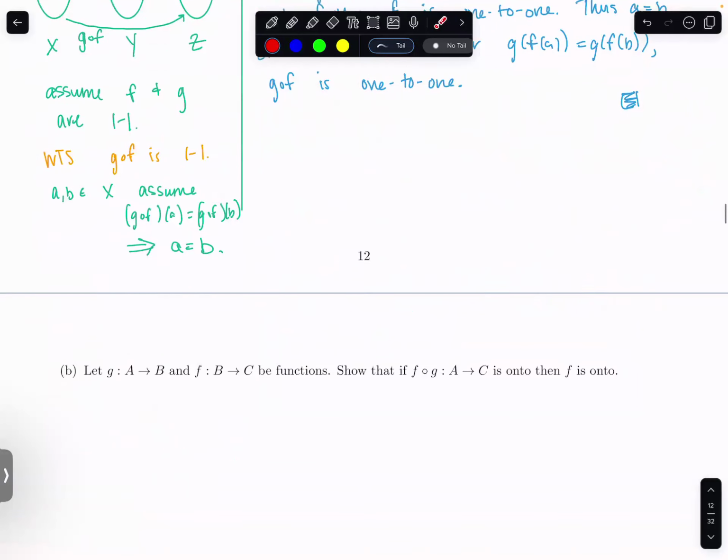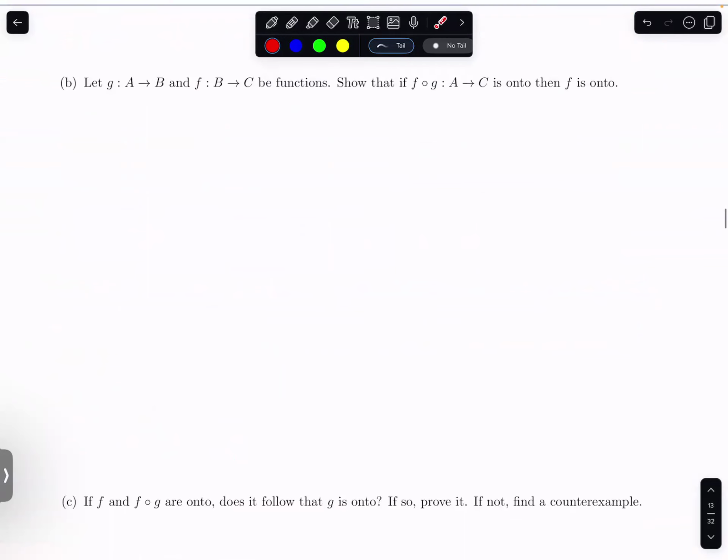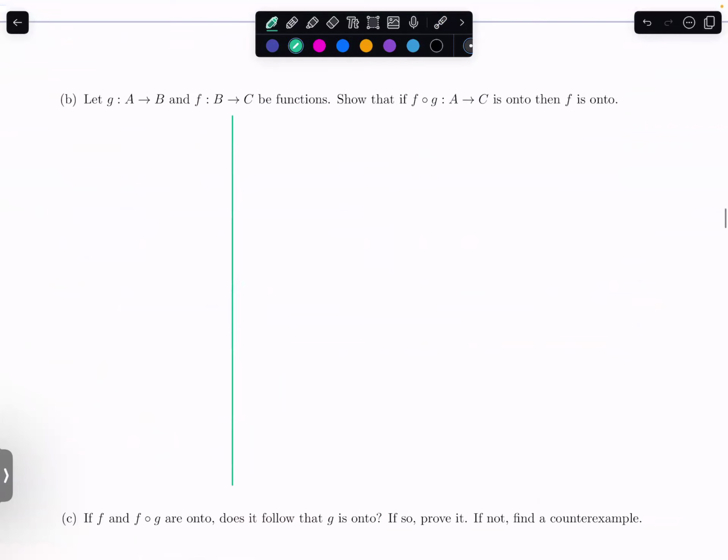All right, more. We have G from A to B and F from B to C. They're functions. We want to show that if F of G from A to C is onto, then F is also onto. Again, I'm going to sketch a diagram to help us understand what's going on. It's just not going to be perfect right now.